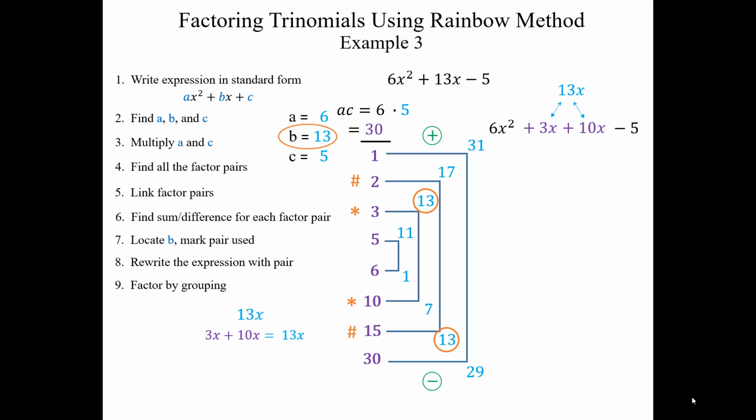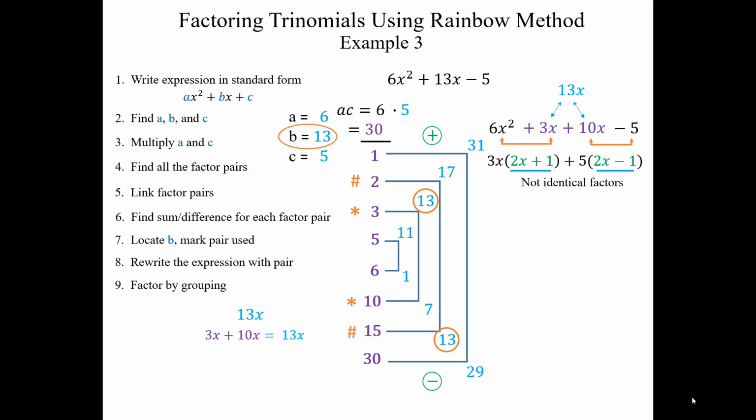Now we'll factor by grouping. Our first group, 6x squared plus 3x. Our second group is 10x minus 5. From the first group, we can factor a 3x, which will leave 2x plus 1. From the second group, factor a positive 5, which will leave us 2x minus 1. Now we'll check our expressions in parentheses, and we have a 2x plus 1. For the second one, we have a 2x minus 1. These are not identical factors.